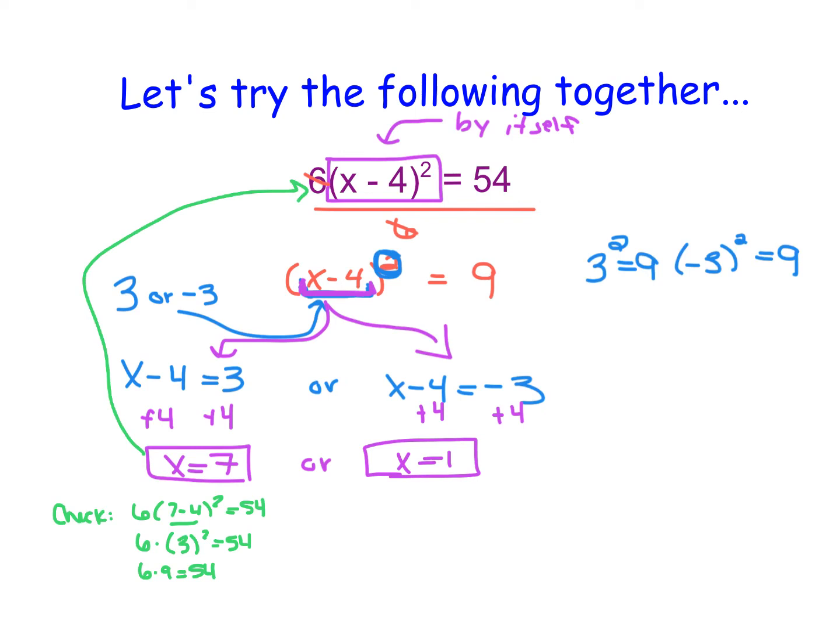Then if we try the next one, we would take 6 and then we'd have 1 minus 4 squared. Again, we do the parentheses first, so we'd have 6 times negative 3 squared. We then do the exponent, so it would be 6 times 9, and we know that that does in fact equal 54. So again, we have a situation where if we plug those values in for x, they work in that original equation and make it true.